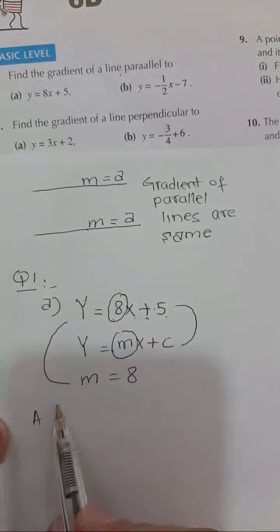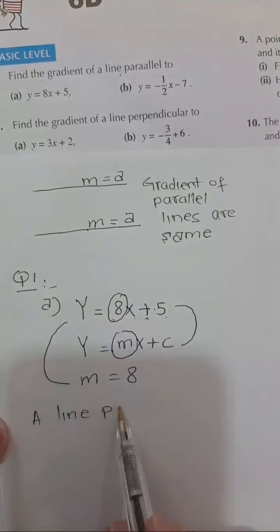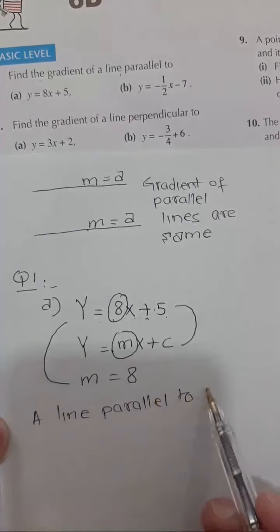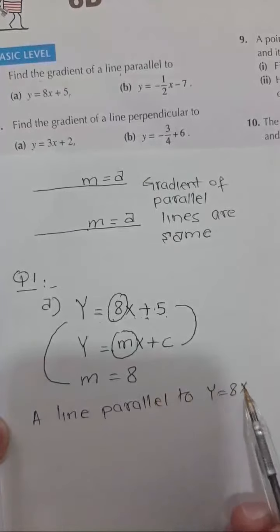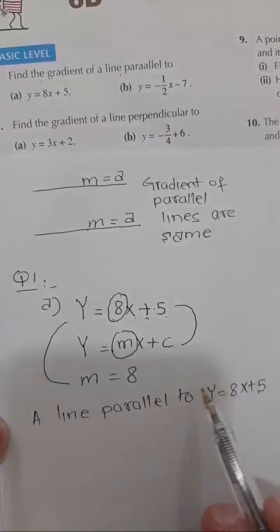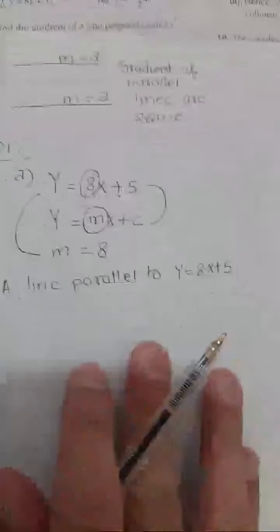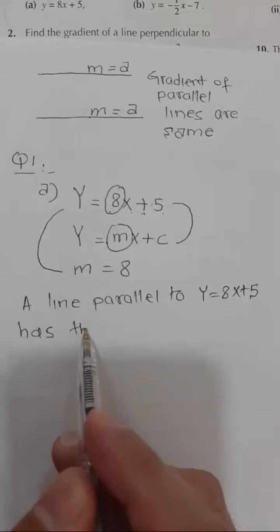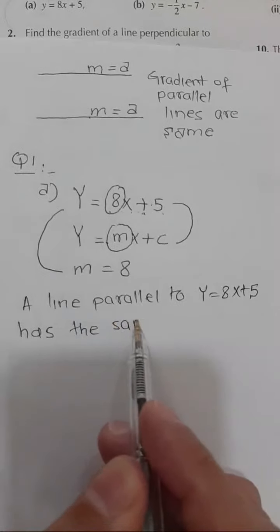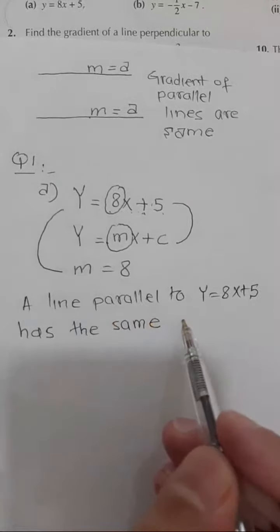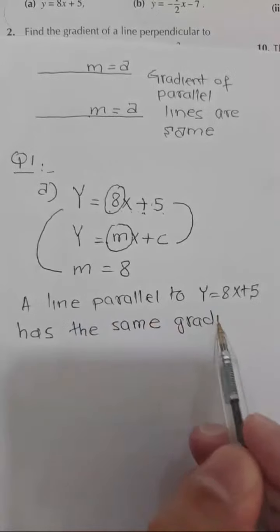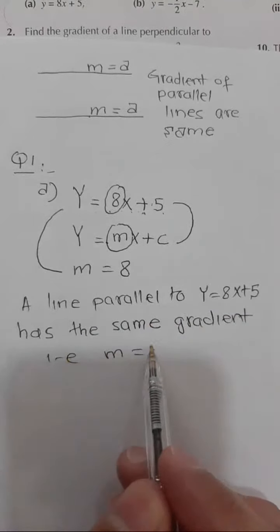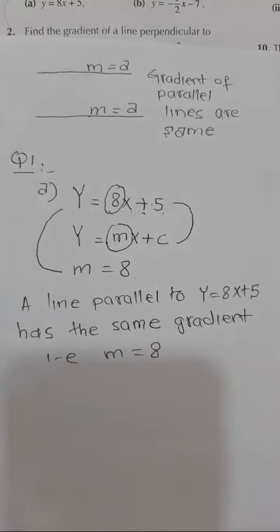So a line parallel to y is equal to 8x plus 5 has the same gradient, and that is m is equal to 8. So the answer is 8 for this part.